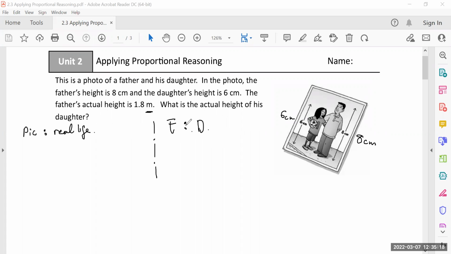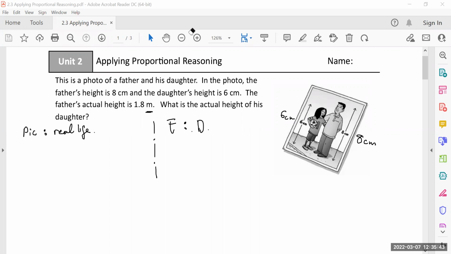So let's take a vote. Who would feel inclined to create a ratio or a fraction between picture distance versus real life distance? We got one person. Who has a burning desire to do father versus daughter? One person. Yeah, two people. Okay, so let's try doing father and daughter.